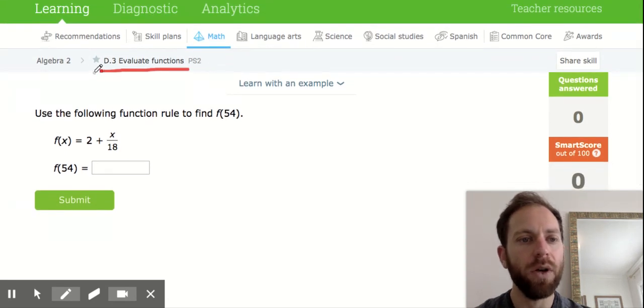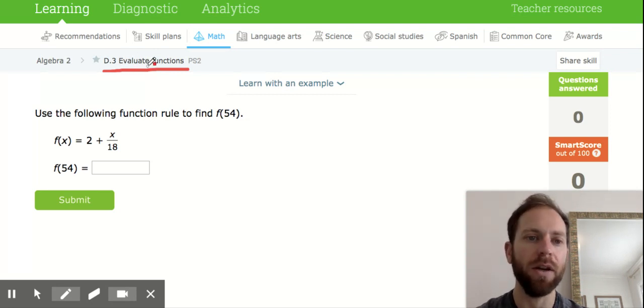So when you're evaluating in different subjects, it might mean different things. If you're evaluating an argument or a perspective, you're giving feedback on that. But in mathematics, when it asks you to evaluate an expression or an equation or a function, it's really just telling you to solve it, okay?